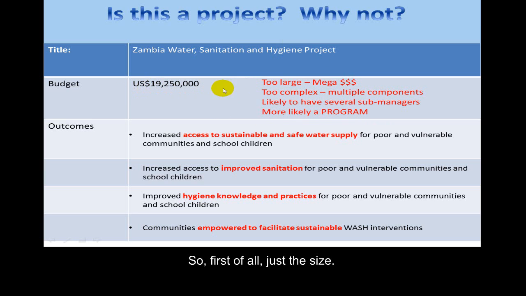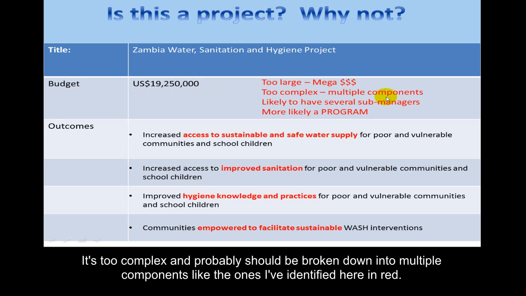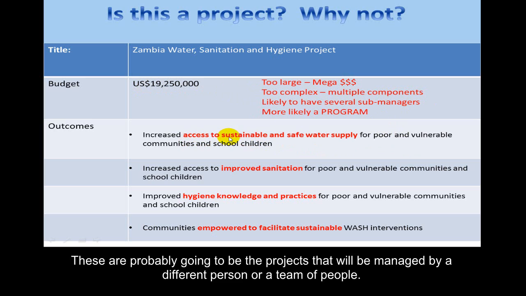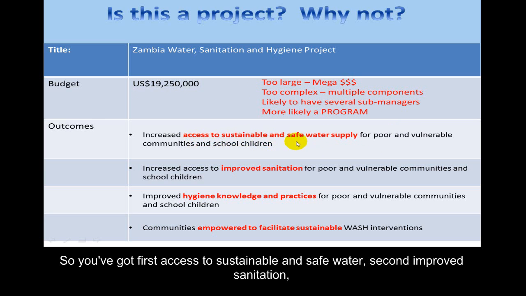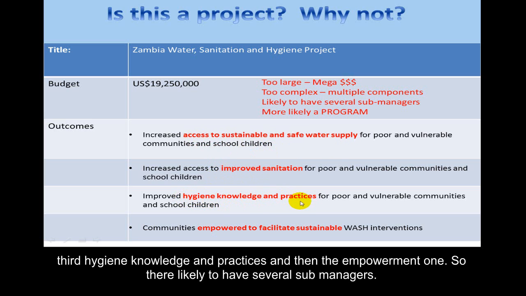First of all, just the size. And it's too complex, and it probably should be broken down and would be broken down into multiple components like the ones I've identified here in red. These are probably going to be the projects that will be managed by a different person or team of people. So you've got first access to sustainable and safe water. Second, improved sanitation. Third, hygiene knowledge and practices, and then the empowerment one. So they're likely to have several sub-managers.